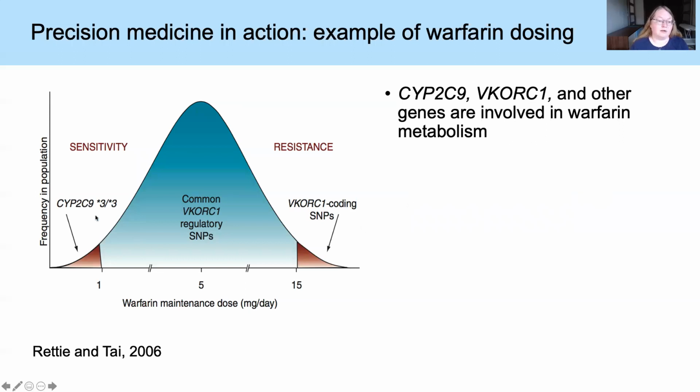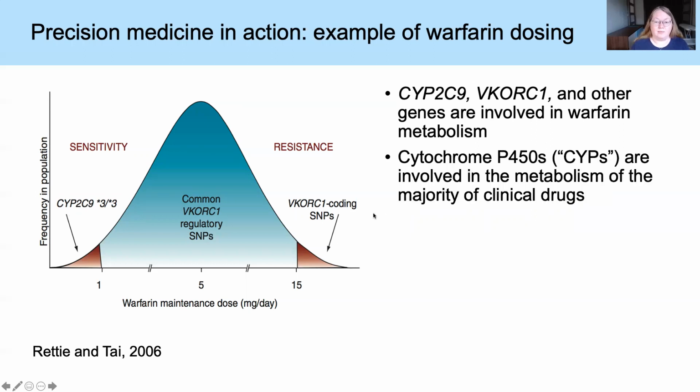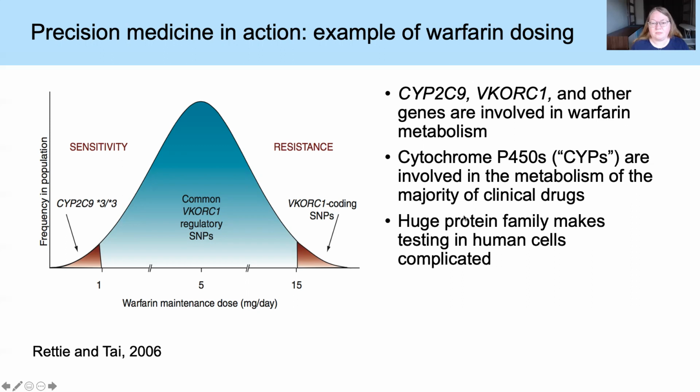And there are mutations in the CYP genes that cause other phenotypes as well. And so this is just one example of a drug that is metabolized by these genes. Cytochrome P450s are this huge family of enzymes that do all sorts of amazing things. And they're also involved in metabolism of the majority of drugs. So they make a really compelling target for some of these strategies.